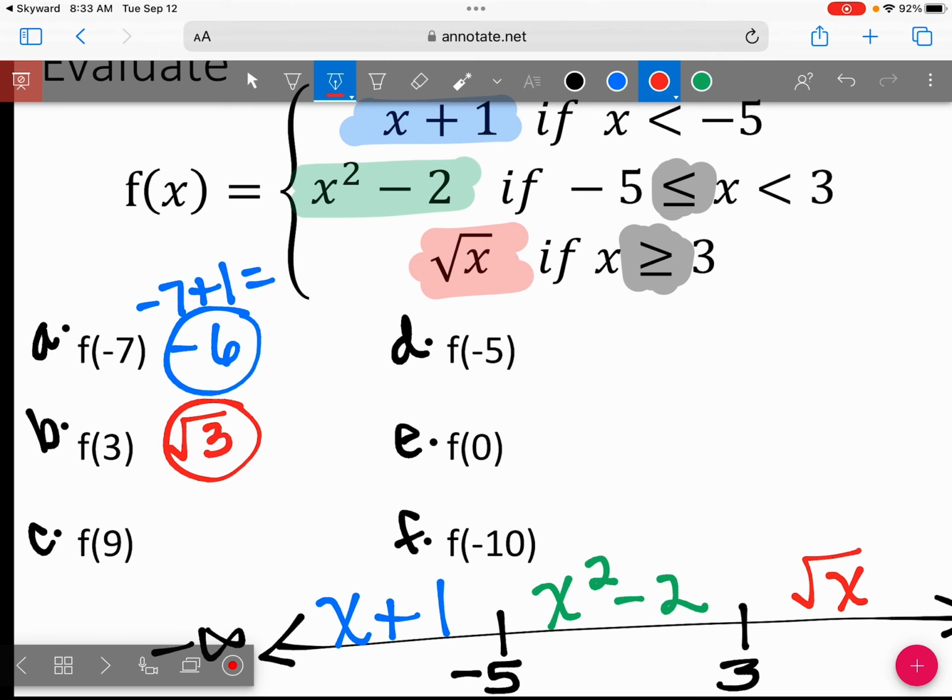Yes, Kimmy? Why is it not the x squared minus 2? Okay, so here, when we look at this inequality for x squared minus 2, notice that that function does not say equal 3. Oh. The equal 3 is on the third function.